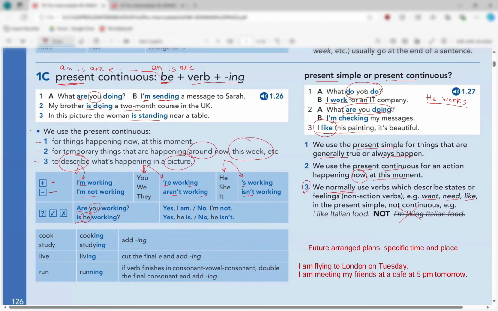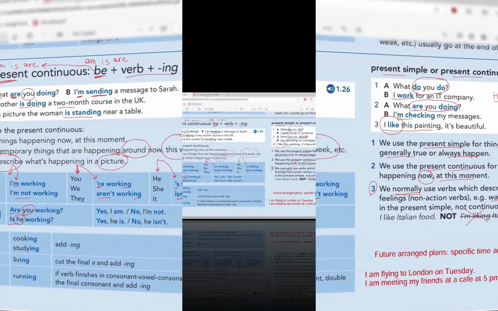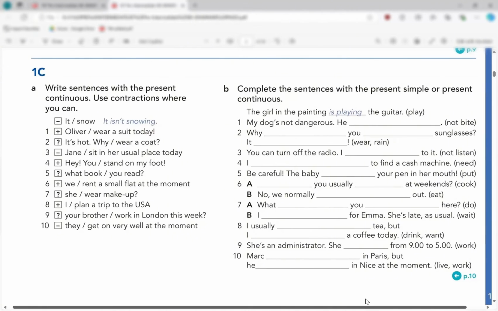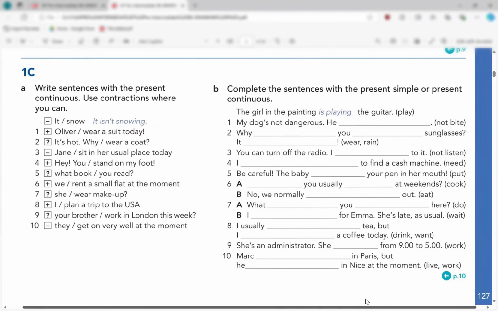So this is the explanation for 1C. Now we're going to jump on the exercise side of it, right? The next page, if you go to page 127, you should get 1C here. And we're going to do the exercise. So 1C, part A. There are two parts, A and B. A is asking us to write sentences with the present continuous. Use contractions where you can. Okay, so we're going to do that.